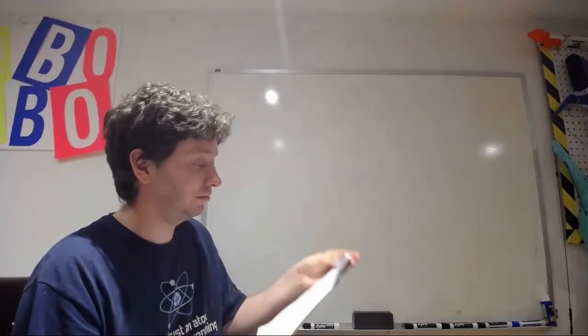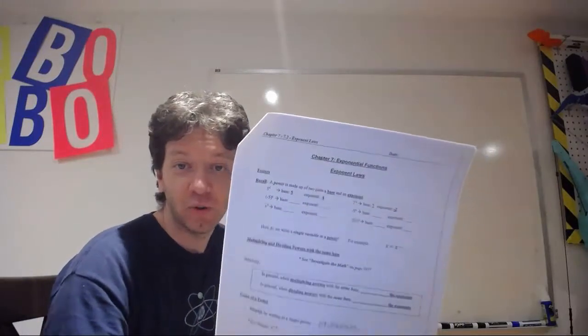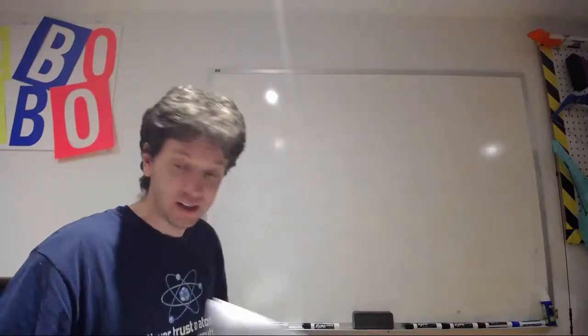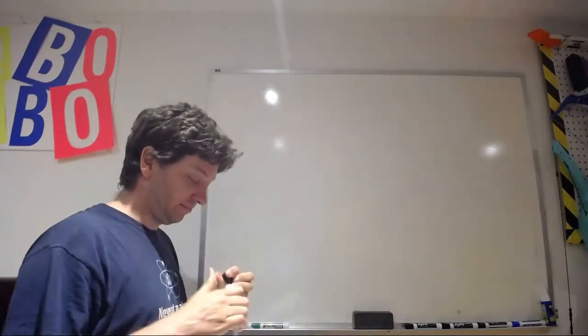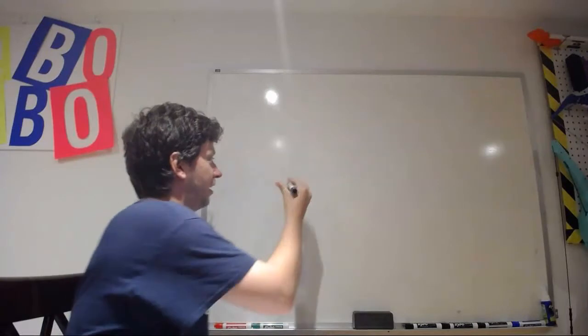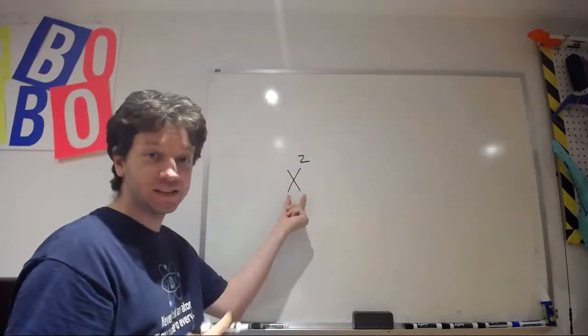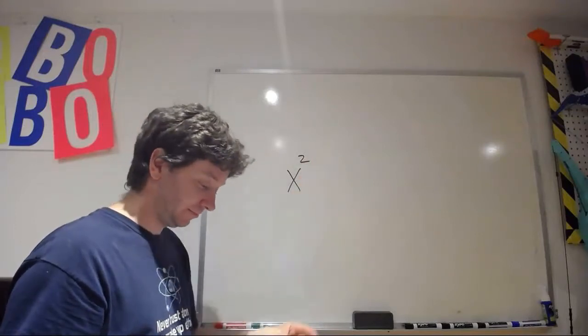The first one, which is 7.2, there's no 7.1, it's 7.2. We're reviewing the exponent laws. So to review the exponent laws, let's say you have x to the power of 2. The x is our base, and the power of 2 is our exponent.